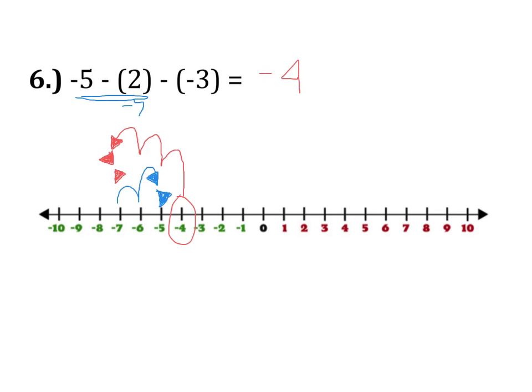So red is where I start my second step. I always start facing the positive direction. So negative 7 in the positive direction. I see a subtract sign, so I flip once. Then I see a negative sign, so I flip again, and then I move forward 3 spaces. So I end at negative 4.